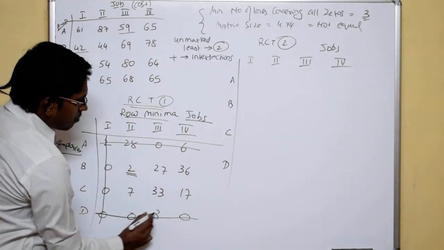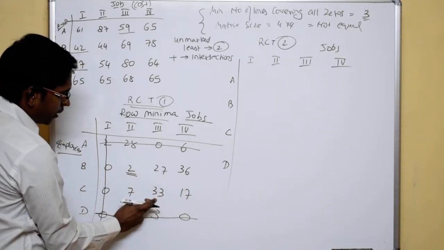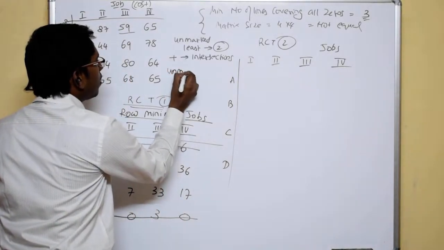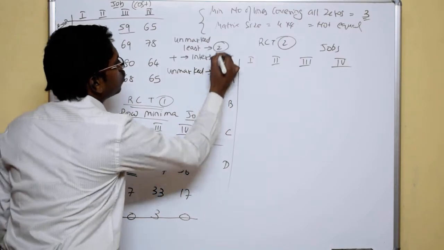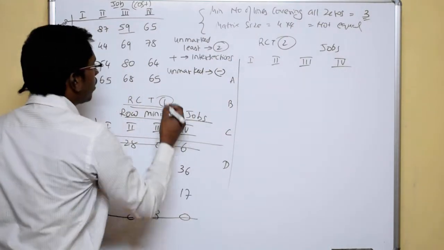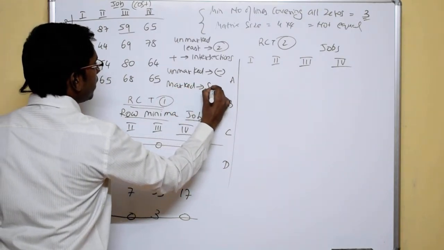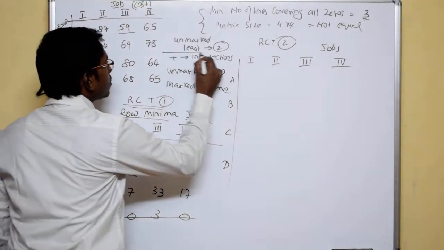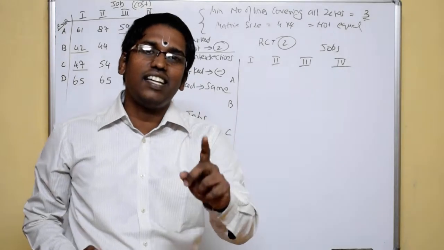Wherever the numbers are unmarked, these 2, 27, 36, 17, 33, 7, all of these are unmarked. Wherever you have got unmarked, there you will subtract this 2. And wherever you have got all other marked numbers, those numbers will remain the same. I repeat, what we'll do is, out of all the unmarked numbers, we consider the least unmarked.